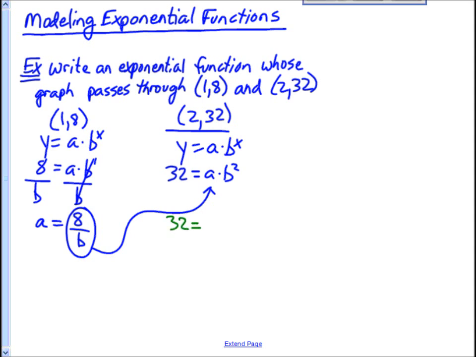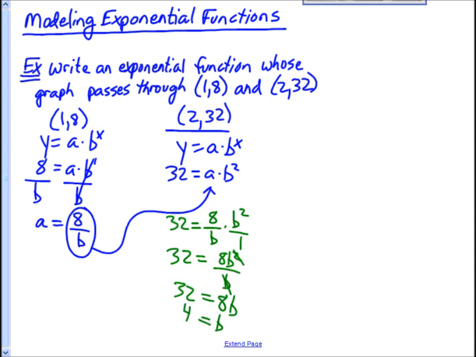So 32 equals 8 over b times that b squared. You can put that b squared over 1 now, and you can simplify that. So 32 equals 8b squared over b. You notice one of these b's cancels. So 32 equals 8b. Divide by 8, and you get b equals 4.